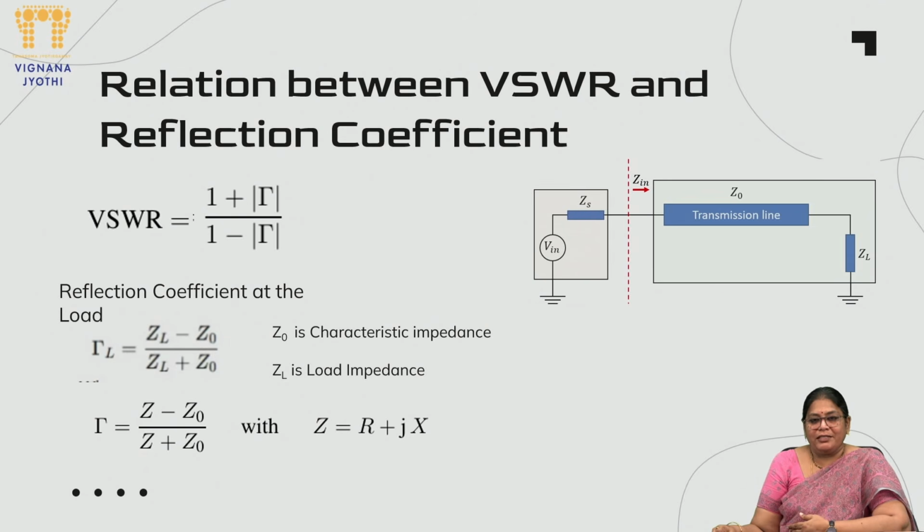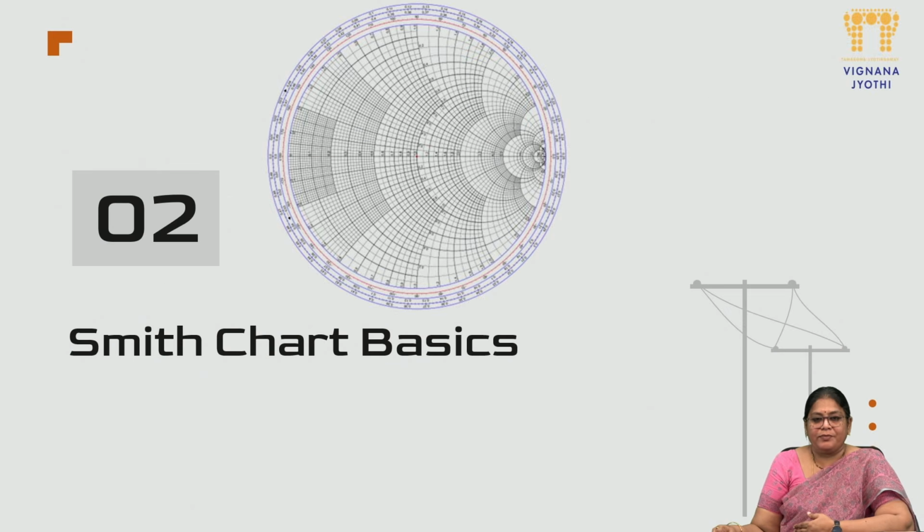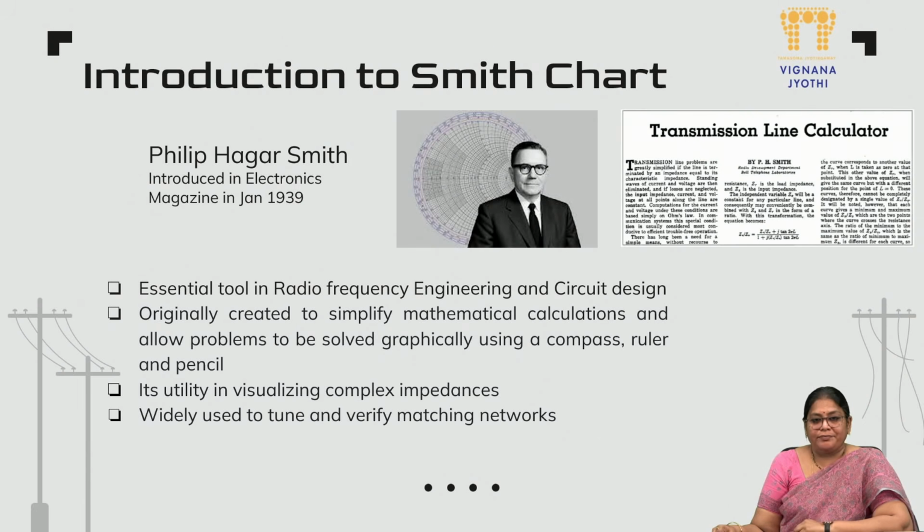So whether you are calculating the reflection coefficient with respect to the source or with respect to the load, this becomes clear by what kind of Z you are using at this point. And when we say Z, we always consider Z to be a complex impedance which consists of a real term and an imaginary term, like Z equals R plus jX, where R is the resistance and X is the reactance part. So now let us delve into the Smith chart basics.